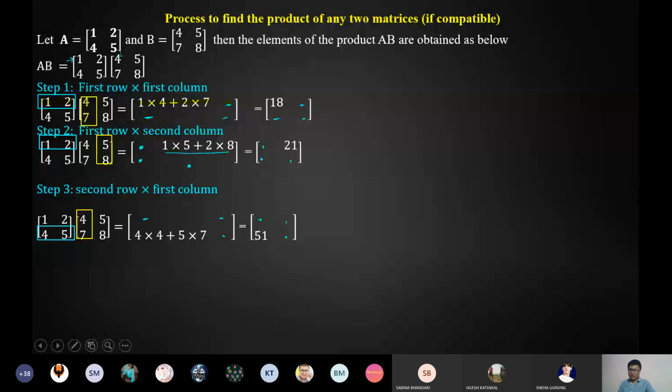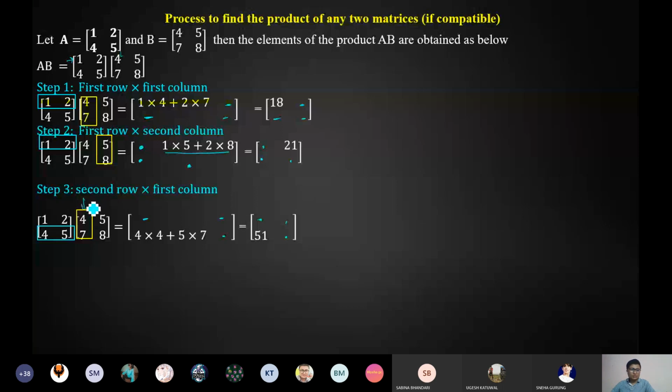This is displayed in your device too. So how to multiply? 4 times 4 plus 5 times 7, it will be equal to 16 plus 35. 16 plus 35, I think this is 51. So we got the third element also. Now we need to find the fourth element.